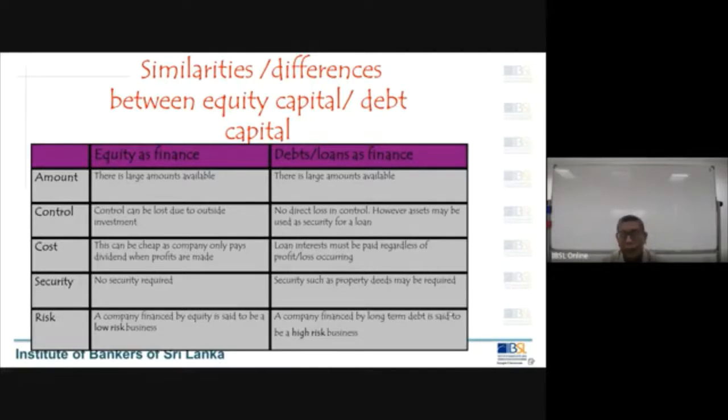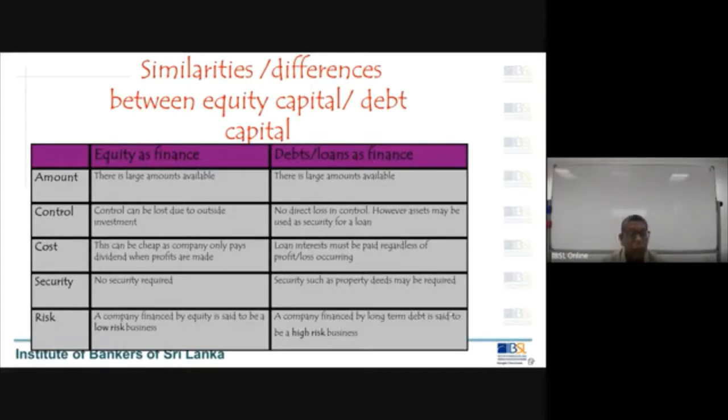Whereas if you take debt or a loan as finance, there is no direct loss in control, but however assets may be used as security for a loan. There won't be a dilution of your share. So the cost, of course, equity is cheap, as you are well aware, and debt, of course, we know it is a very high cost, because you have to pay more interest.